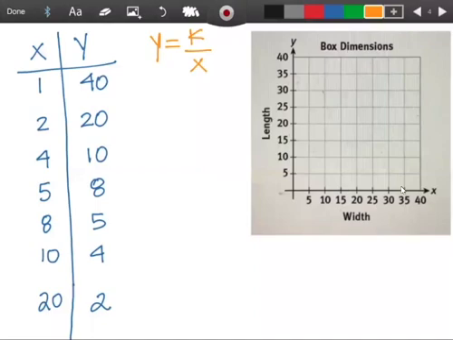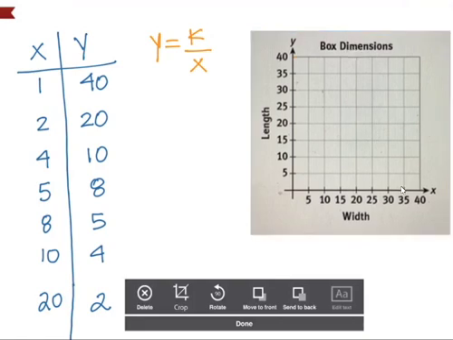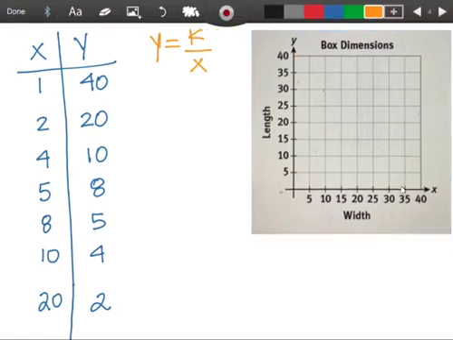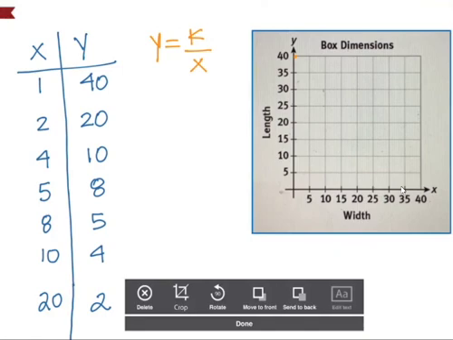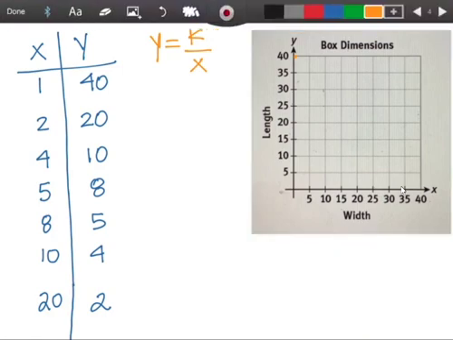So x comma y, the first one will be 1 comma 40. You're really going to have to guesstimate in this because they're counting up by fives. So I'm going to say that 1 is really close to the line. So I'm going to go 1 up to 40. So we're about right here, about right there. All right, and then we're going to go 2 to 20. So over 2 comma 20, over to 2, and then 20 is right here.